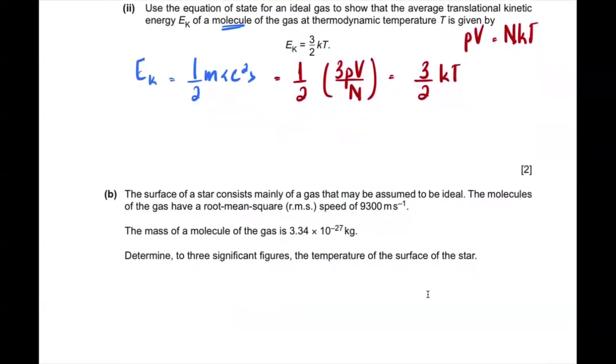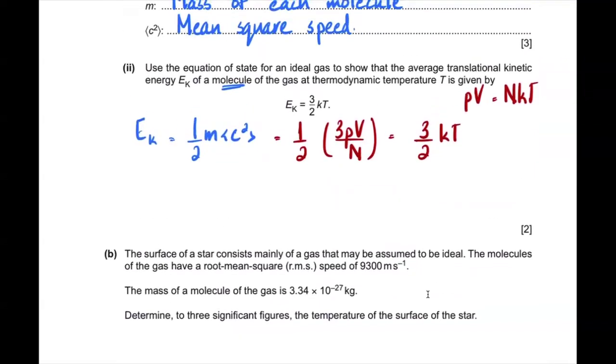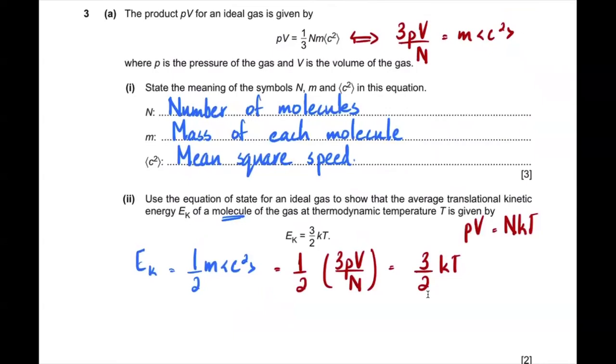So this is the kinetic energy formula, half mv square. In this case, it would be half mc square, right? And mc square, I can make the subject from here. So that's 3pv over n. And then because of pv equals to nkt, pv over n is just equal to kt.